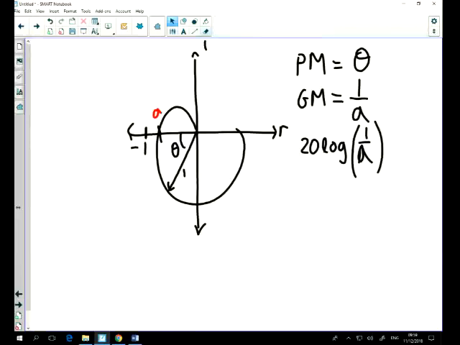You have to do 20 log for the phase margin as well. Well, yeah, it's normally in decibels. And I see here that other question paper I gave you, I've asked for it in decibels. So yeah, I would suggest you do that, otherwise you might lose half a mark or something. You need all the marks you can get.